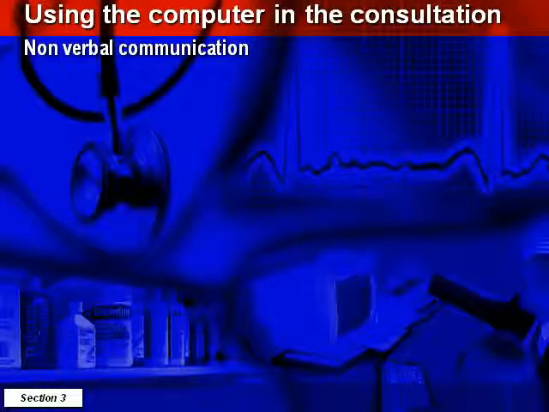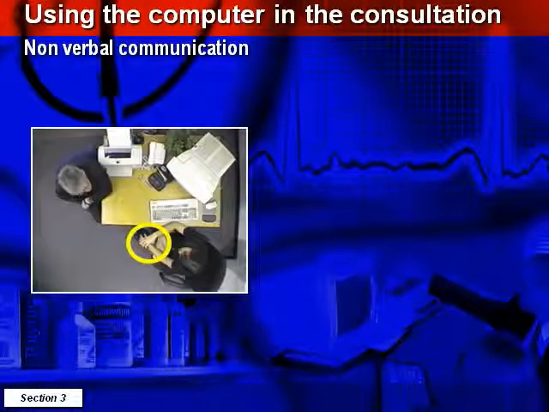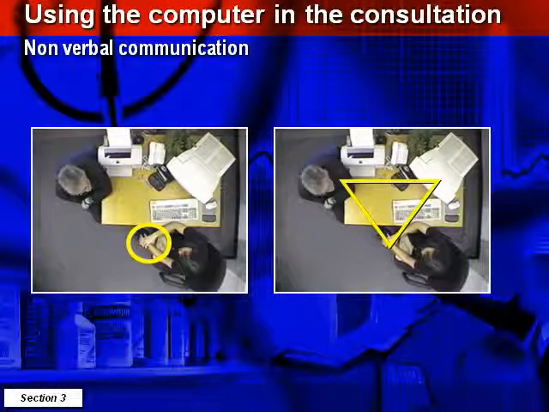There are two important points here. First, the GP is sitting with an open posture. Second, the screen, the GP and the patient form an equilateral triangle. It is not difficult to use the computer whilst still sitting back in your chair. You do not need to crouch over the keyboard, but you may need to get extension leads, either for the keyboard and mouse or for the screen.